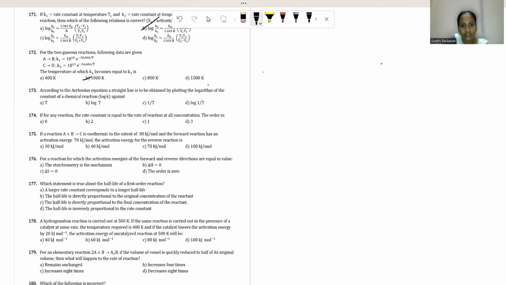So this question is once again very simple. We will just write what the Arrhenius equation is. K is equal to A e to the power minus EA by RT. Apply log on both the sides. If you apply log on both the sides, it will become log K is equal to log A minus EA by 2.303 R into 1 by temperature.